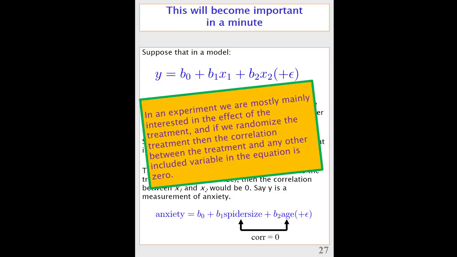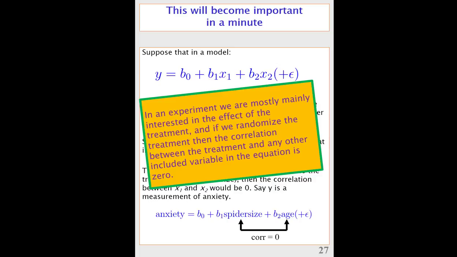Now the claim that I want to make here, and that we will need in a minute, is, well, first of all, if it's an experiment, then typically what we're interested in is not so much the effect of age. You may want to take it into account, but we're trying to figure out if this one is working or not. The spider size thing, does that have an effect?